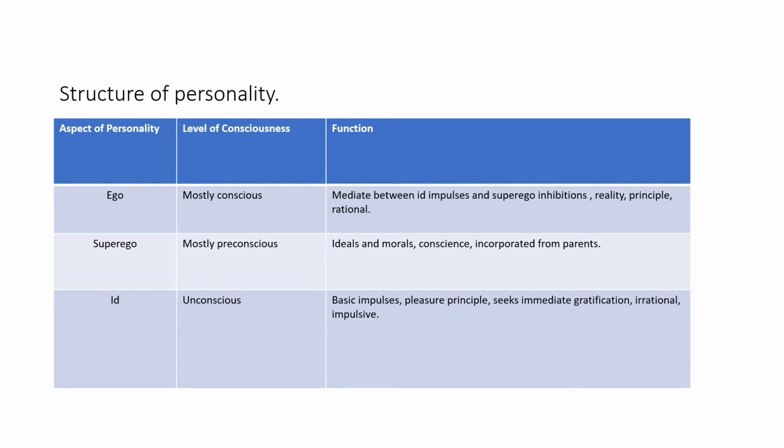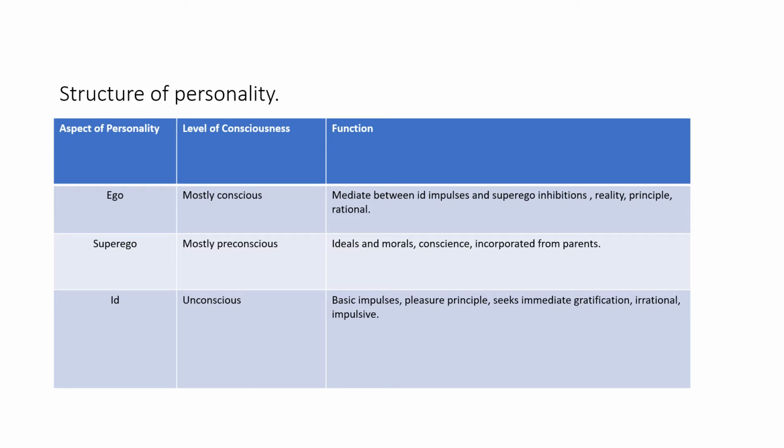From this table, we can clearly see that the level of consciousness of ego is mostly conscious, and its function is to mediate between id impulses and superego inhibitions through reality principle and rational. The level of consciousness of superego is mostly preconscious. It works with ideals and morals and conscience, and it is mostly incorporated from parents. Level of consciousness of id is unconscious.